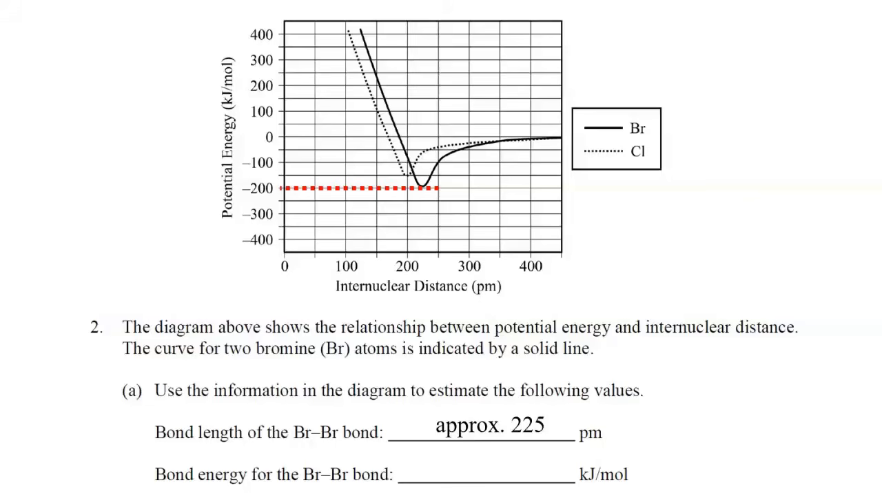Now on the y-axis, that looks like it's approximately negative 200 kilojoules per mole, but we never report a bond energy as a negative value. So what does that negative 200 mean? Well, it's actually the difference between 0 and negative 200. That represents the amount of energy required to break the bond, or if you say it the opposite way, it's the energy released when the bond is formed. But either way, it's going to be approximately 200 kilojoules per mole. That is the energy required to pull the bromine atoms apart and break that bond.